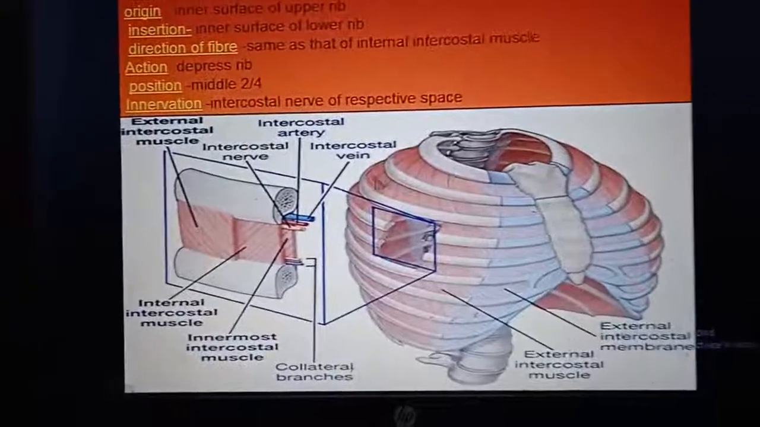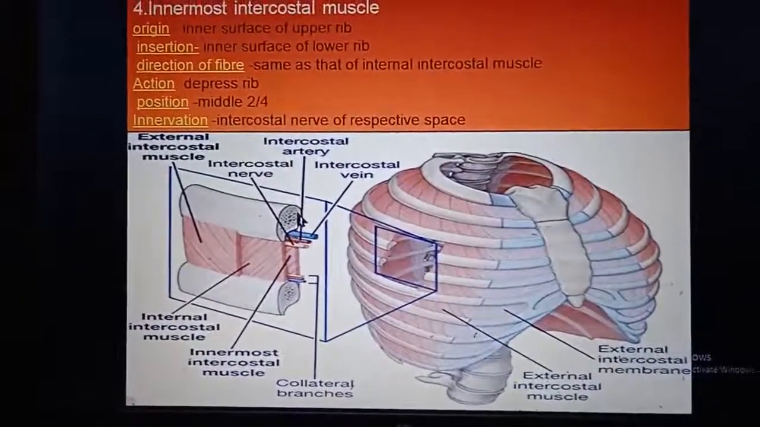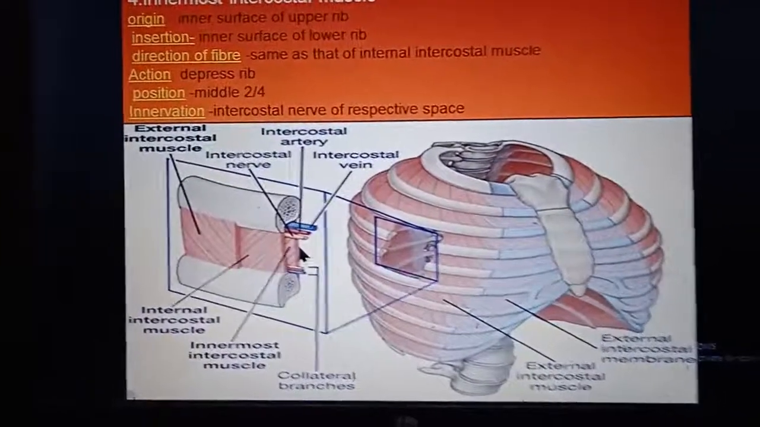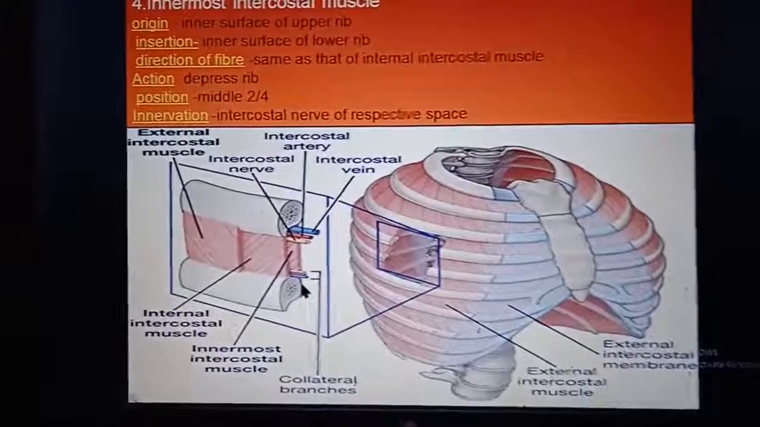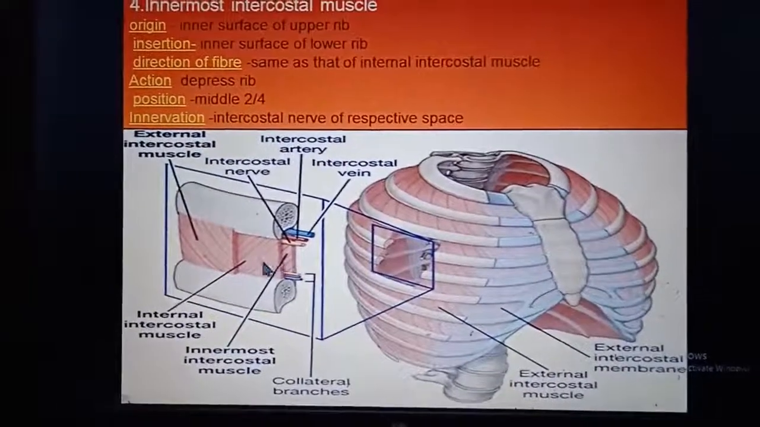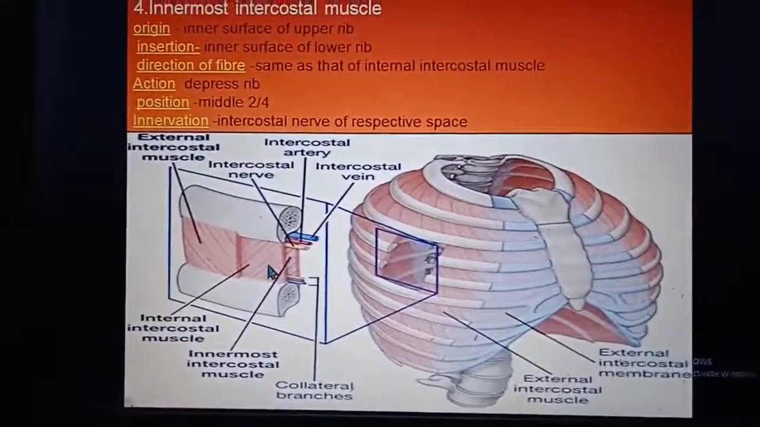Now in the middle 2/4, in the third layer, that is innermost intercostal muscle, it takes its origin here in this pic. You can see it takes its origin from the inner surface of the upper rib and going to the inner surface of the lower rib. Okay, and direction of fiber is same as that of internal intercostal. Second and third layer both are same.